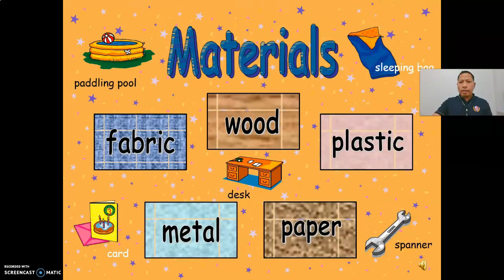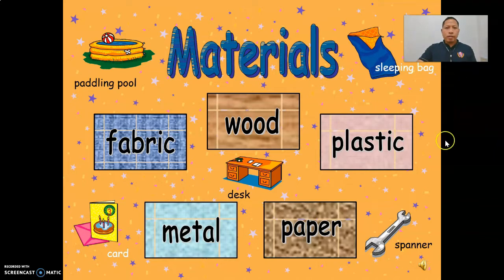Okay. Those are the materials. Name it: wood, plastic, paper, metal, fabric.